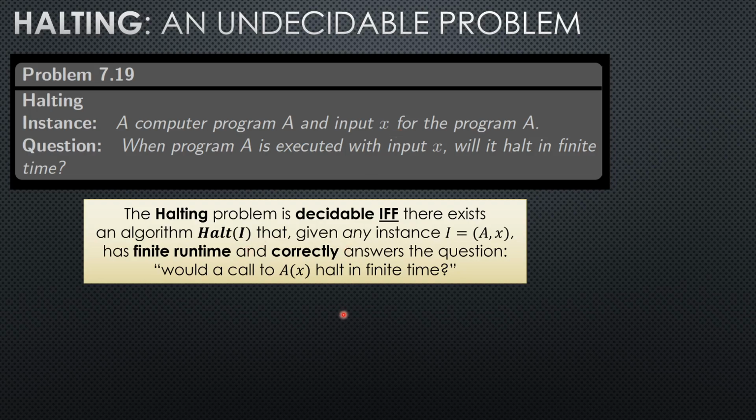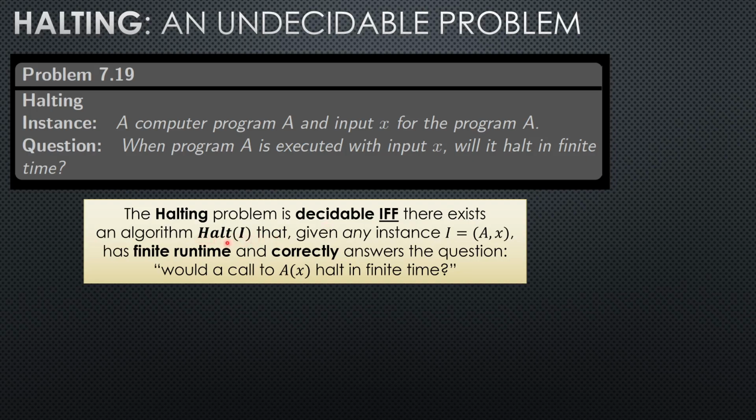Okay, so what does it mean for the halting problem to be decidable? Because we're going to prove it's undecidable. Well, the halting problem will be decidable if and only if there exists an actual algorithm to solve the problem. We'll call that algorithm halt of I. It takes some input I. So if there exists such an algorithm, halt of I, that solves the problem, then the halting problem is decidable. That's an if and only if.